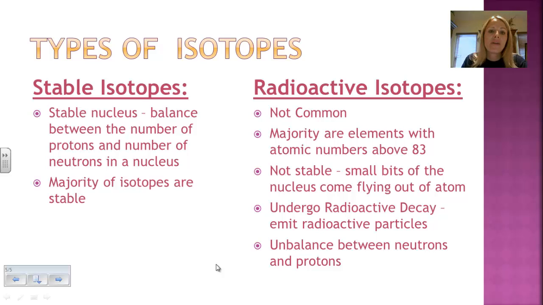The majority of them are found from atomic number 83 and above. They are considered not stable, meaning bits of the nucleus come flying out. We'll elaborate more on that later on. And they undergo radioactive decay. So they emit radioactive particles, and basically there's an imbalance between the number of protons and the number of neutrons found in the nucleus.